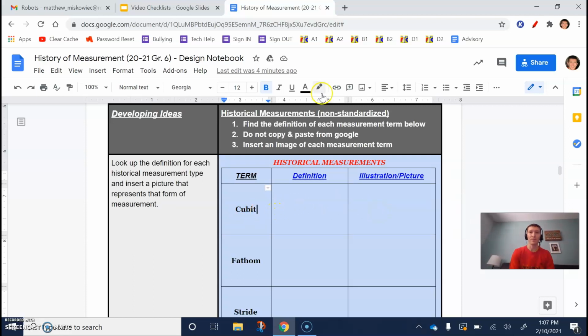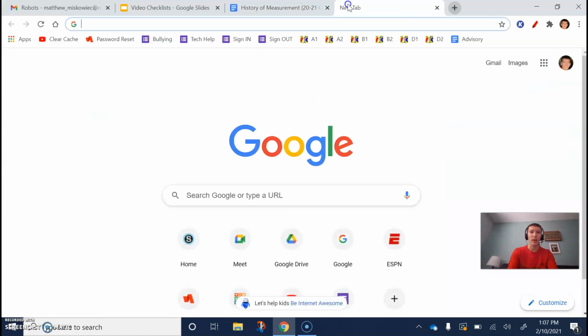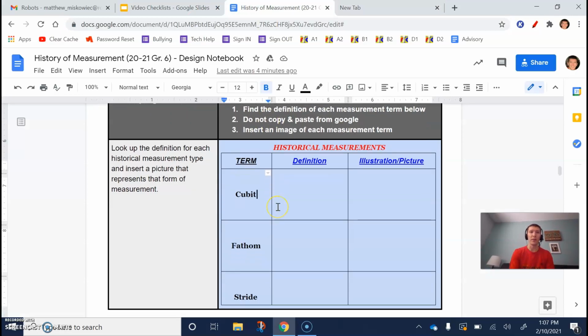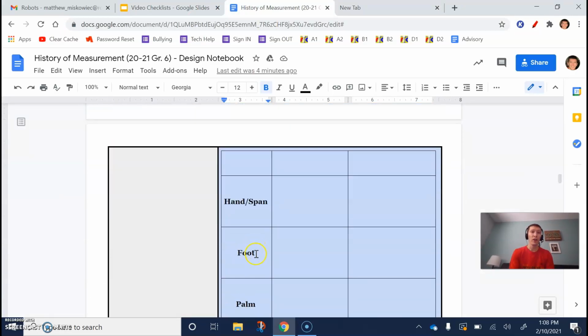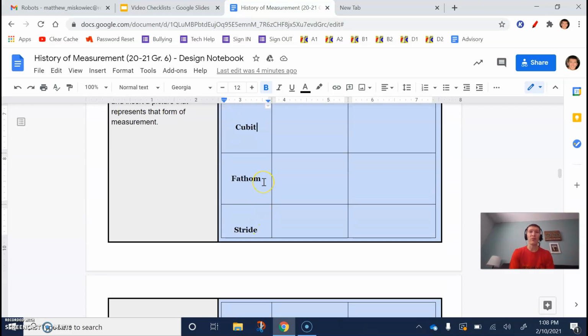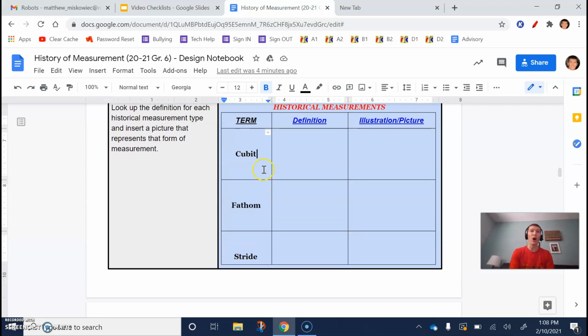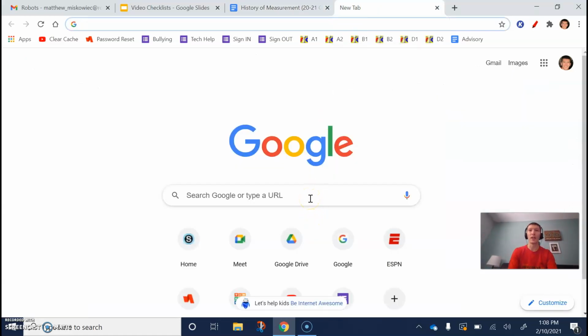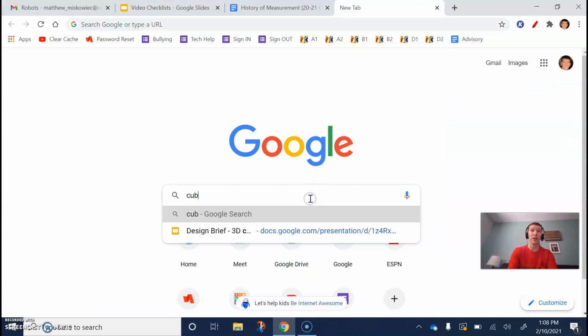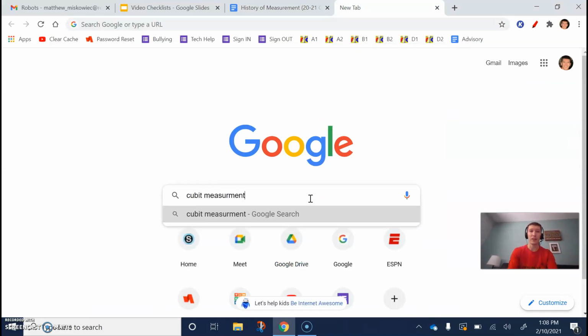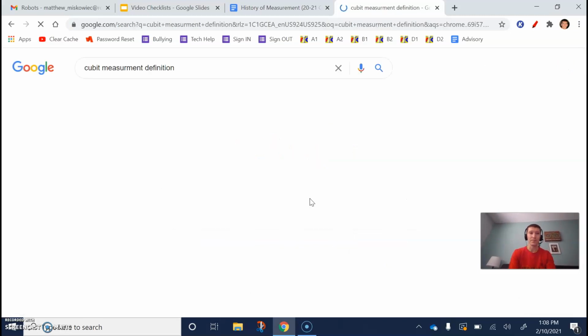So for cubit, I'm going to Google it. And now I want to narrow down my search. So for some of these, if you type in, for example, foot, you're going to get different definitions. Same thing with fathom. It turns out Fathom was a movie. So for all of these, I encourage you to type in the word measurement afterwards to narrow down your search. So for example, instead of just typing in cubit definition, I'm going to type in cubit measurement definition or meaning.